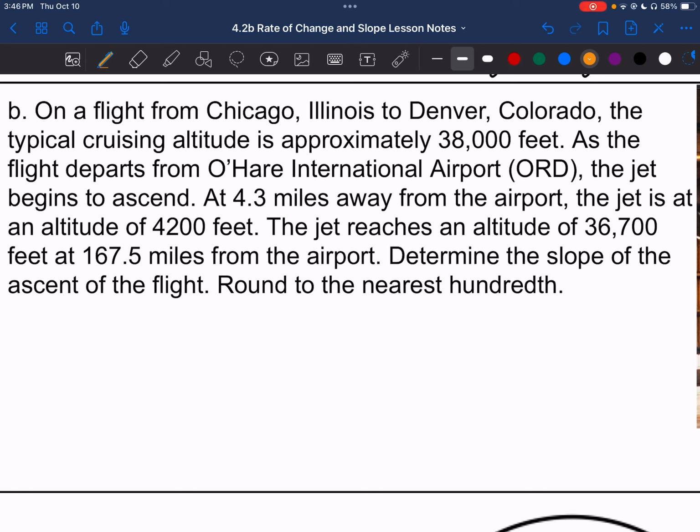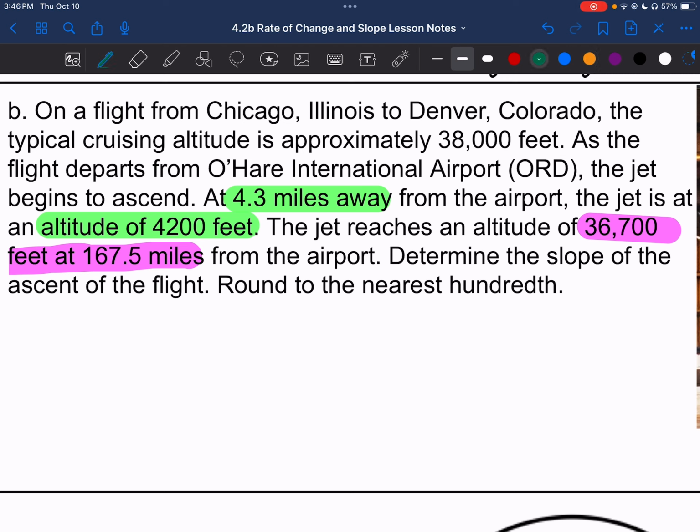So we need to first key in on what are my important pieces of information here, because there is extra information. Certainly the fact that O'Hare Airport is Orchard Field is extra information, but there's an extra numerical value. So right now we know 4.3 miles away from the airport, the jet is at an altitude of 4,200 feet. It's 36,700 feet at 167.5 miles away. So those are going to be my two ordered pairs that I'm going to work with.